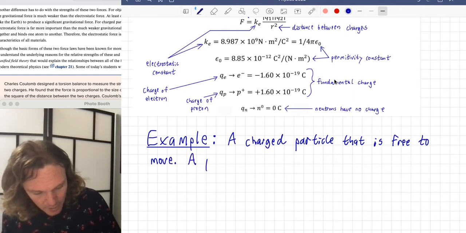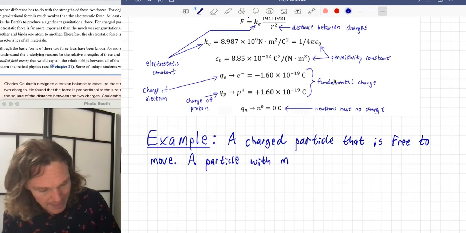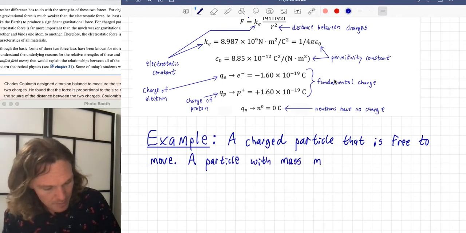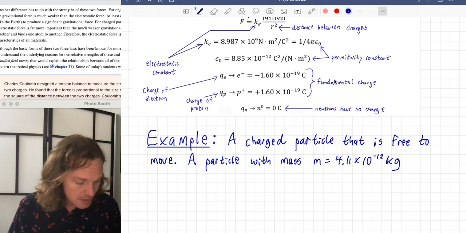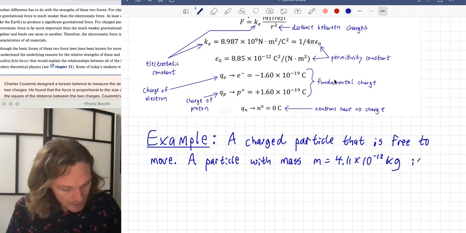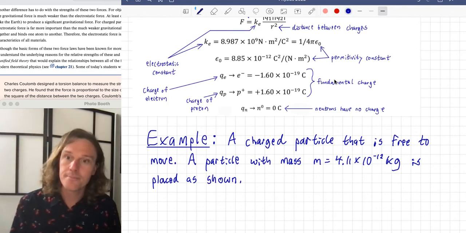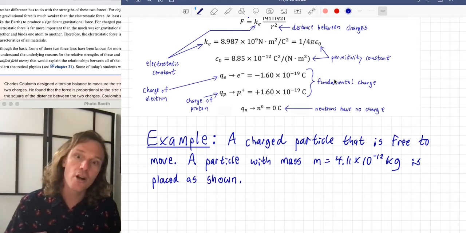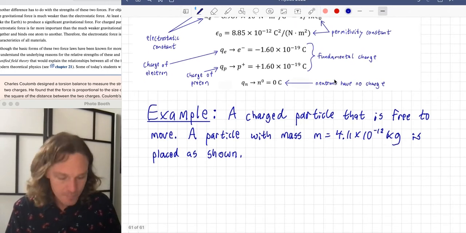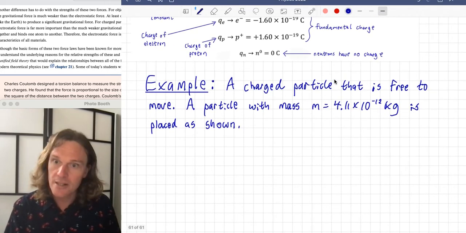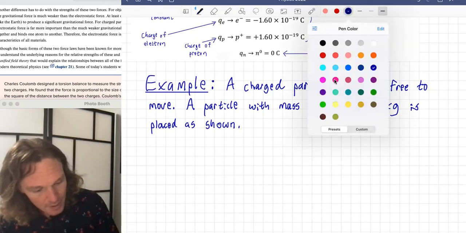So a particle with mass m equals 4.11 times 10 to the negative 12 kilograms. So base units there, kilograms, no conversion necessary. It is placed as shown. In the figure below, I'm going to show how much distance there is between everything and what all the values are, and I'll summarize them. So so far we just have its mass.